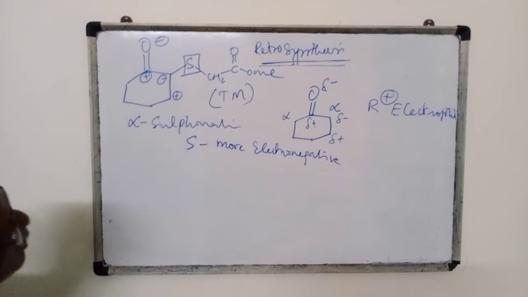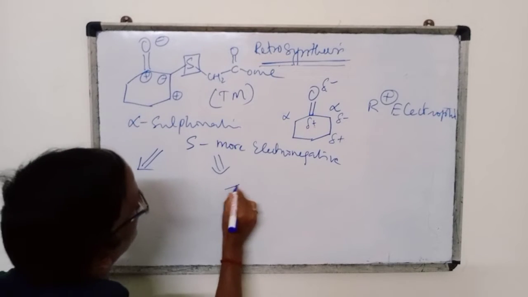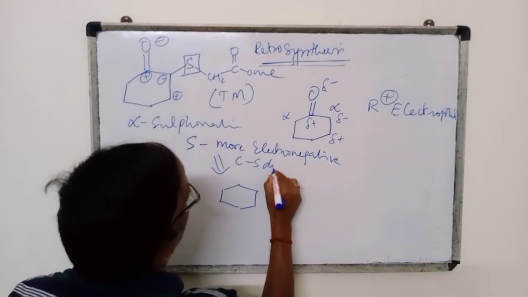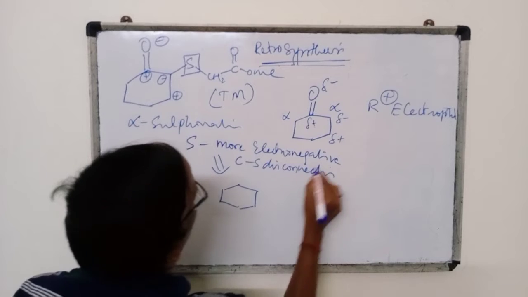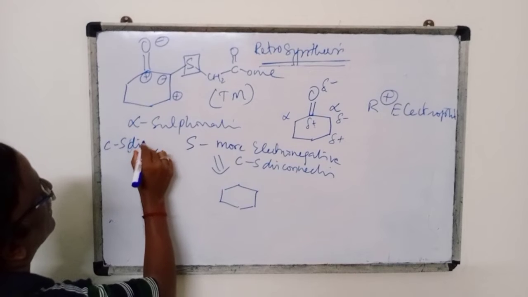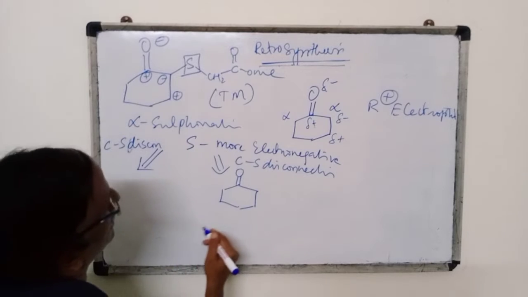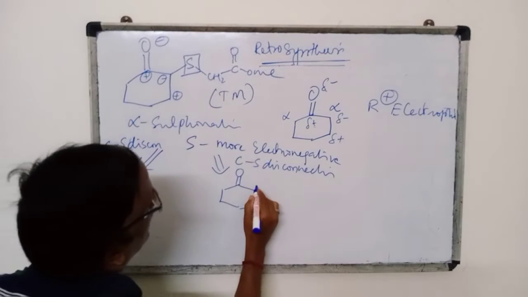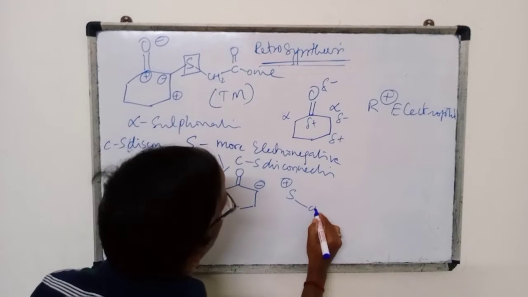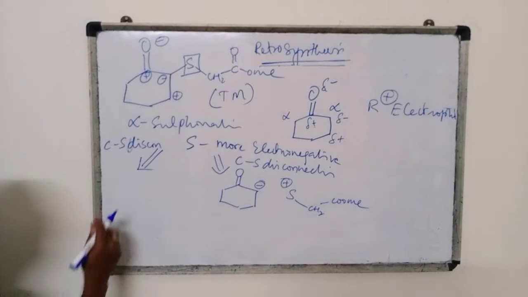So now I can have two types of retrosynthesis, where I'm going to have a CS disconnection. Here also is a CS disconnection. So when I'm going to have a CS disconnection, I can have two ways. One where I'm going to have a negative charge and sulfur is going to be a positive charge, where I have a CS2 COOMe. Okay, fine. So what is the other one?